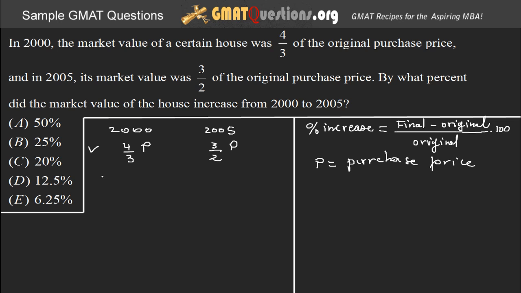Okay? Using this formula, we can say that the percentage increase you're looking for is going to be equal to the final value, which is 3/2 of P in 2005, minus 4/3 of P, divided by 4/3 of P, times 100. Okay?